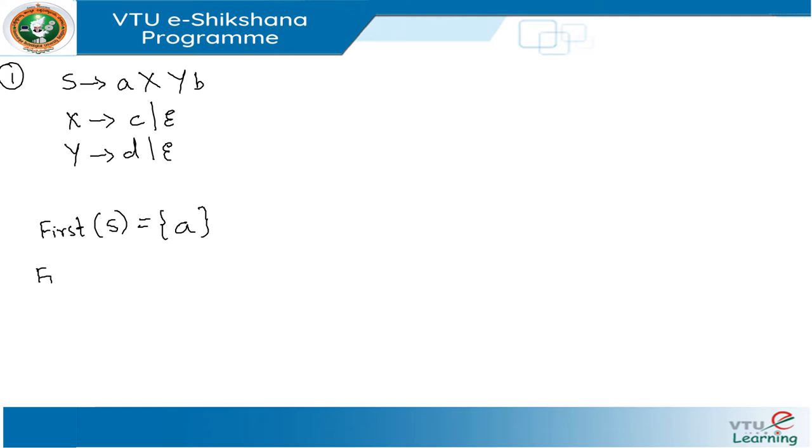Next, first of X. X derives C or Epsilon. So these two symbols are present in first of X, C and Epsilon. Then first of Y is D or Epsilon. So these two symbols are present in first of Y.